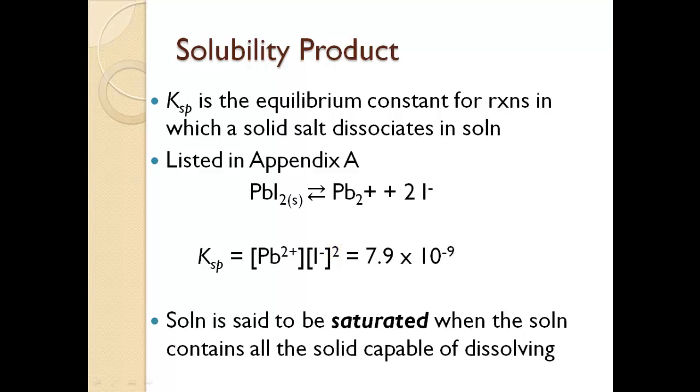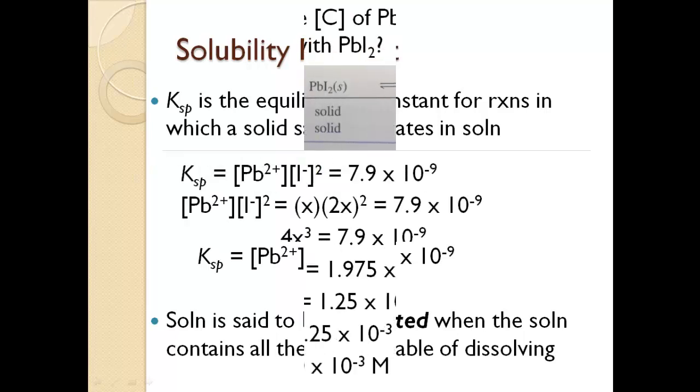If you go to the back of the book in the appendix and find iodides, and look specifically for the one that says lead iodide, you'll see that the number right next to it is 7.9 times 10 to the negative 9. So a solution is said to be saturated when the solution contains all the solid that it's capable of dissolving. That's what solubility product tells you. It tells you how soluble this solid is in this solution.